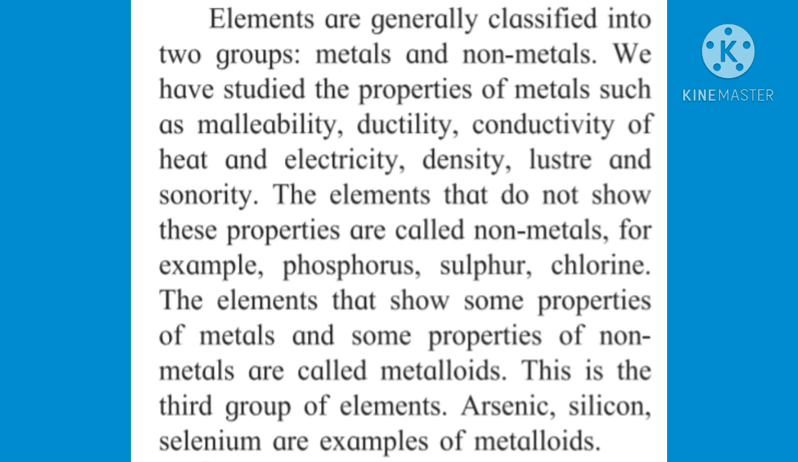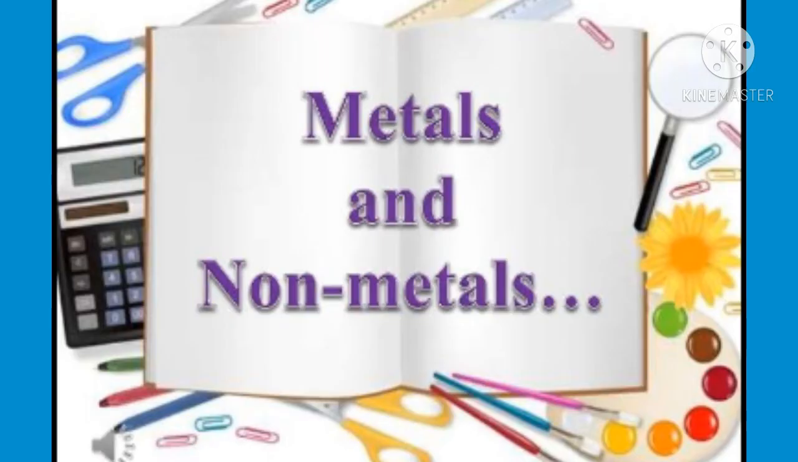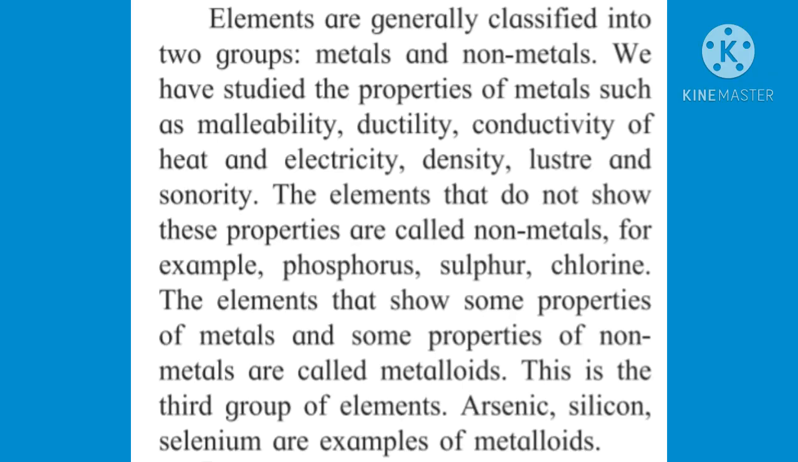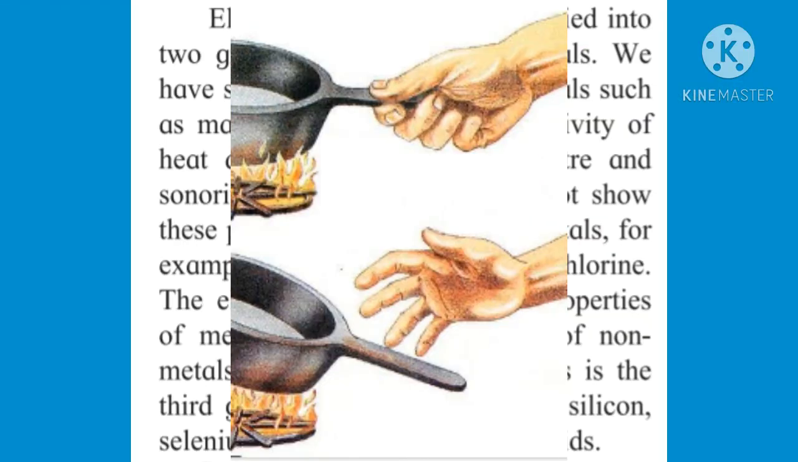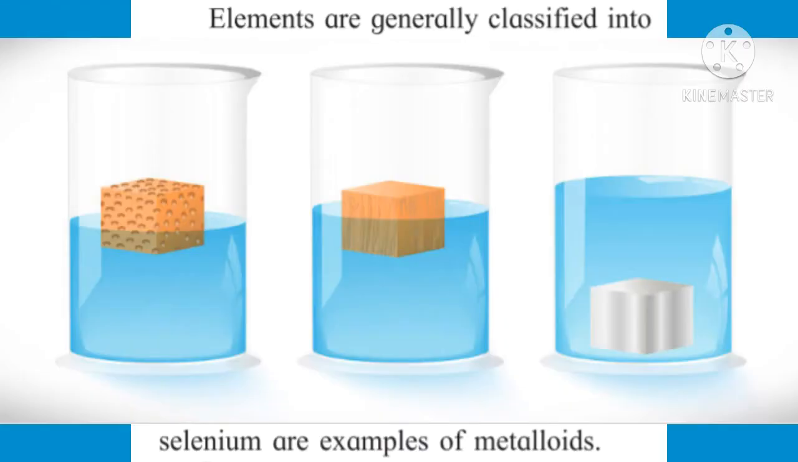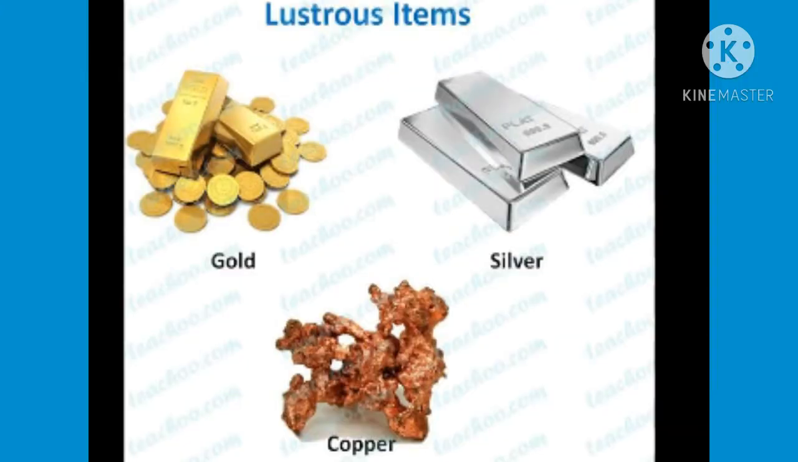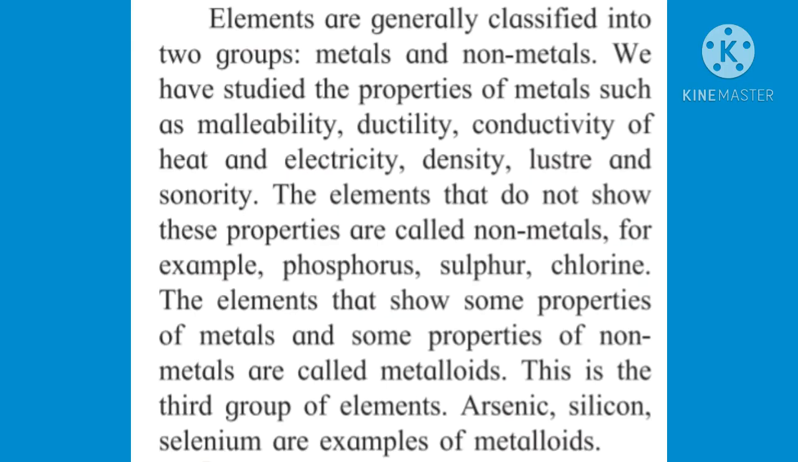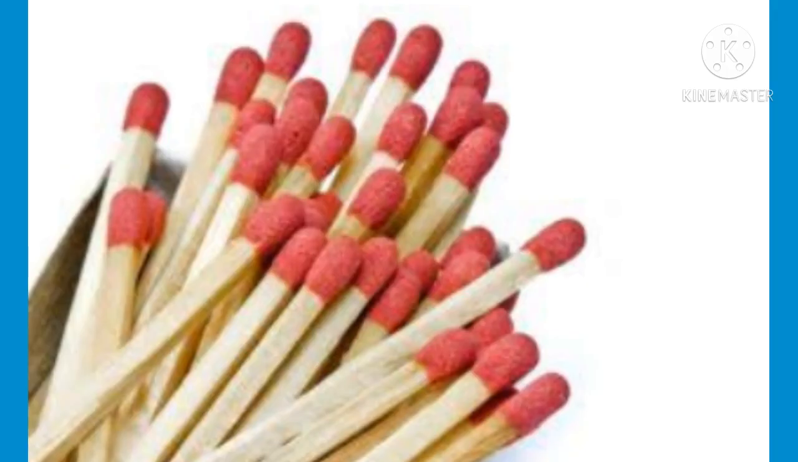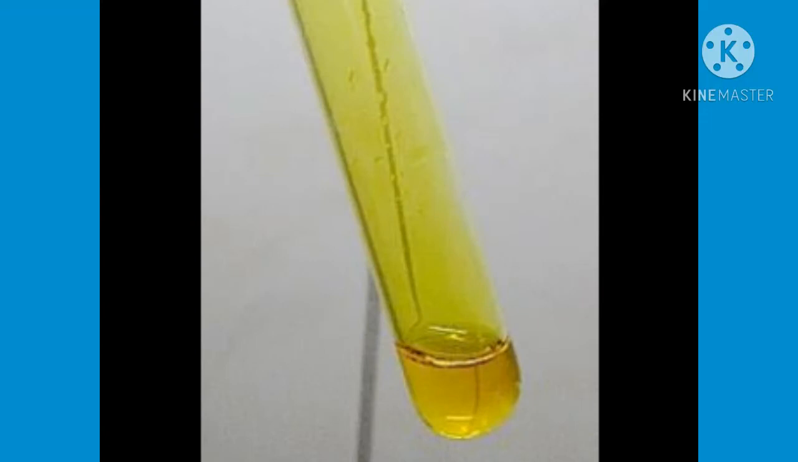Elements are generally classified into two groups, metals and non-metals. Students, already you have studied the properties of metals. They are malleability, ductility, conductivity of heat and electricity, density, luster and sonority. Examples of metals are gold, silver, iron, copper, etc. The elements that do not show these properties are called non-metals. For example, phosphorus, sulfur, chlorine, etc.